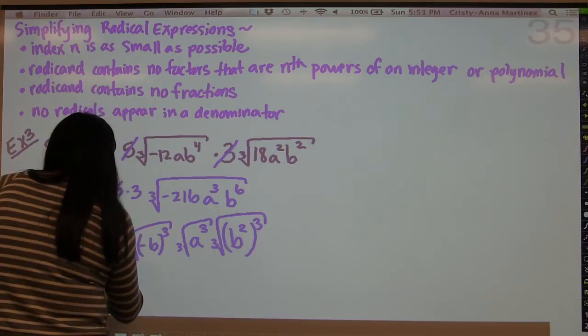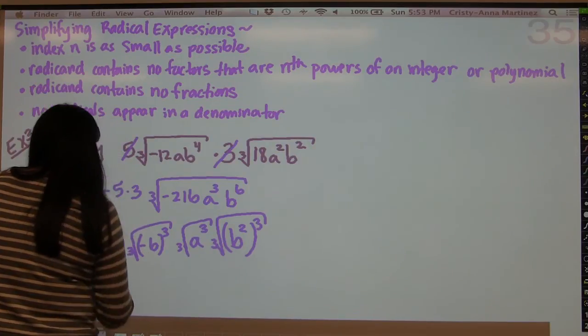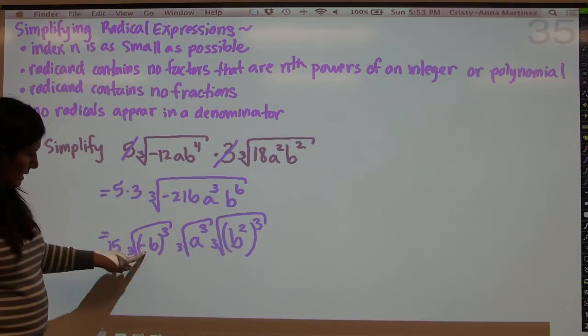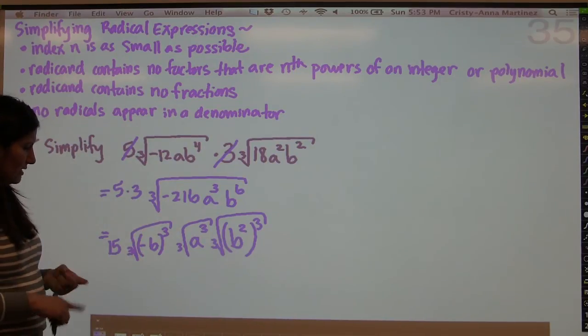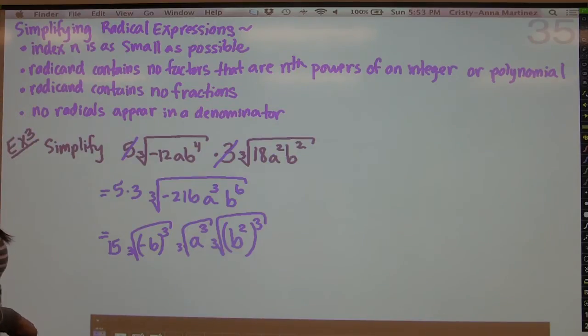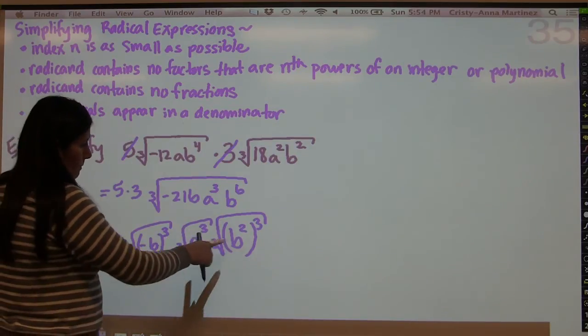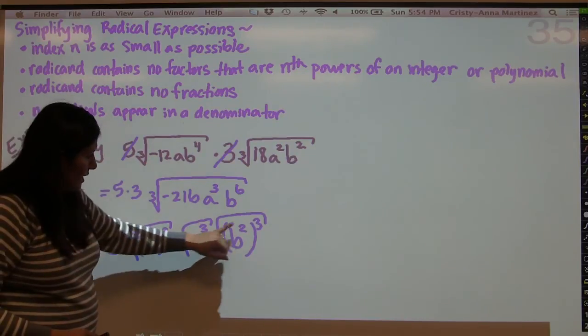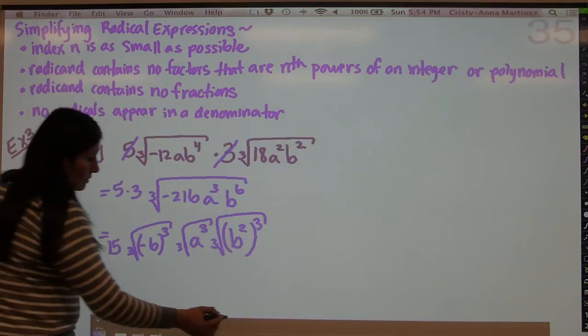Okay, hope you can understand it. So it turns out that negative 216 is negative 6 to the third power, so negative 6 times negative 6 times negative 6 is negative 216. And we had our a cubed and then our b squared cubed because that's going to give us b to the 6. So now that I've broken it all down into 3's, I can now cancel what can be canceled.